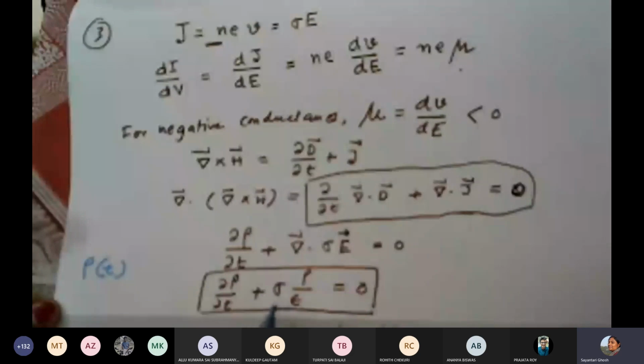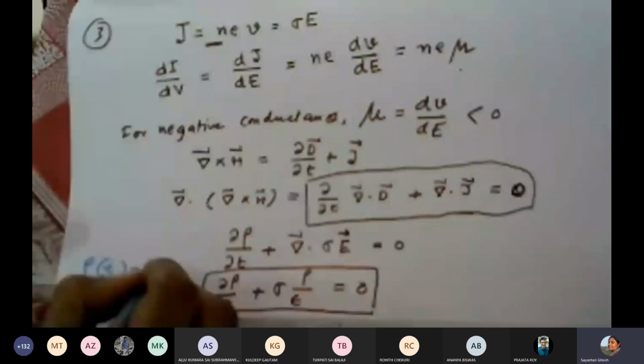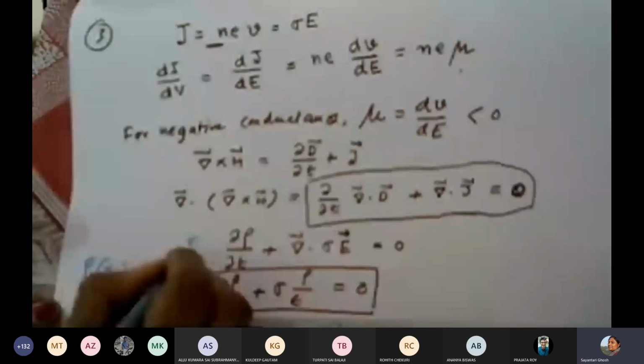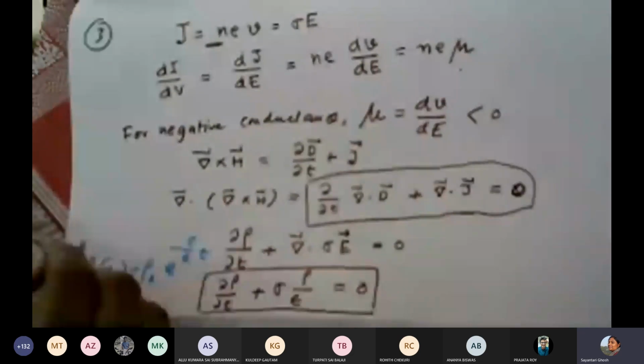First one, divergence of E is equal to rho by epsilon, or divergence of D is equal to rho, because D and E are related by just a factor of epsilon. Okay, so these are the two equations we have used. Now it's a first order differential equation and you can solve it. What kind of a solution do you expect? If I have an equation like this, what should be the solution for rho? What kind of a solution should we have?